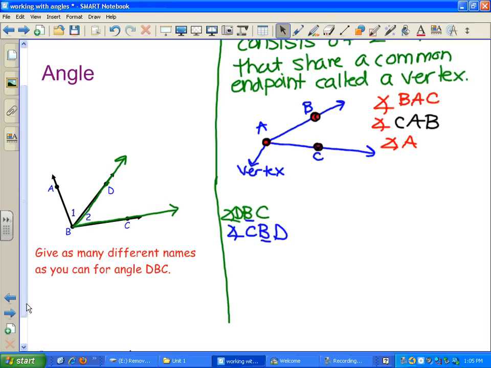Now, I could not name this angle B. The reason why I can't name this angle B is because I have actually 3 angles at vertex B, and I wouldn't know which one you're talking about. I have angle CBD, I have angle ABD, and then I have the entire angle of ABC. So it would be incorrect just to name the angle B. However, it did give me a number for angle DBC, and that number is 2. So I could also refer to that angle as angle 2.